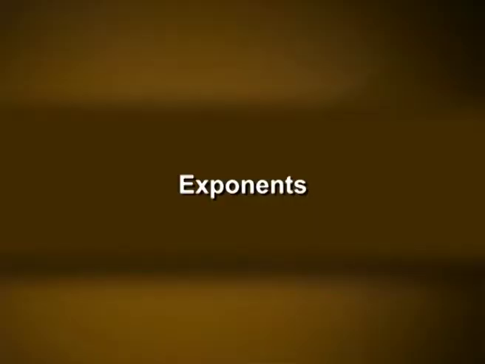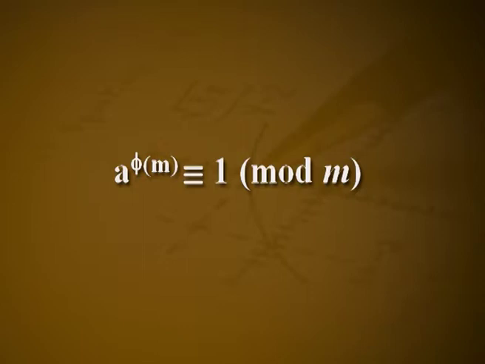Hi friends, in this session we discuss the idea of primitive roots. Before moving to that session, let us discuss something about exponents. Recall Euler's theorem which showed that if m is a positive integer and a is an integer co-prime to m, then a raised to phi of m is congruent to 1 mod m.